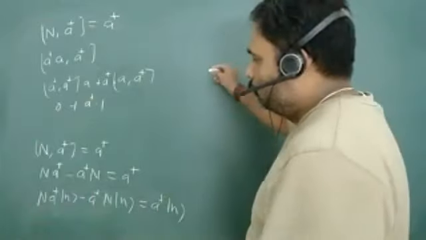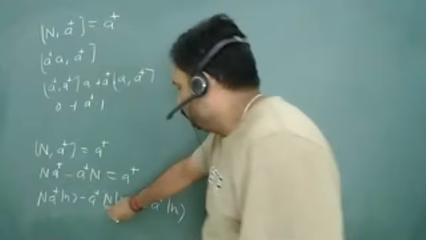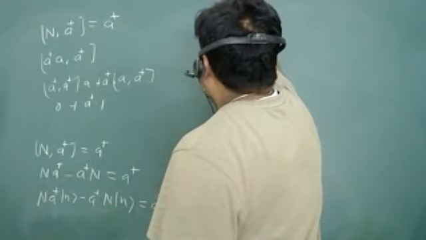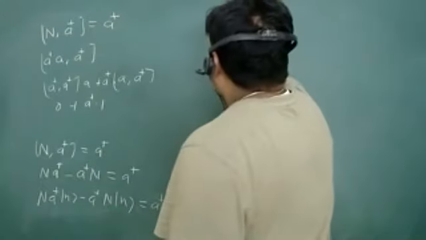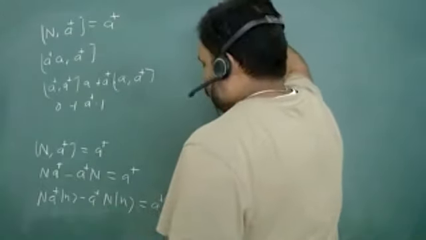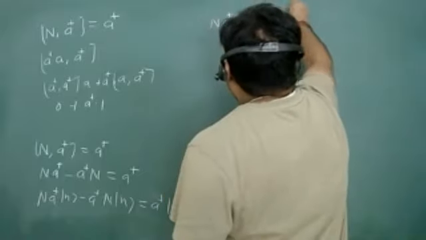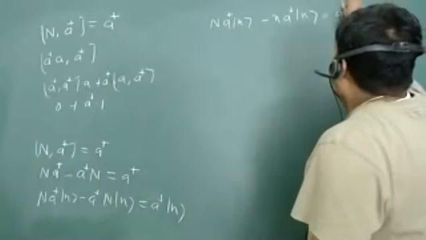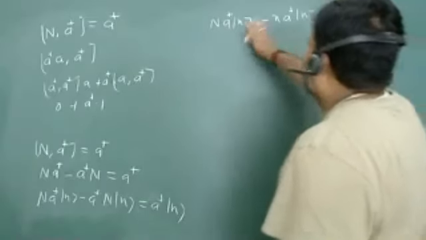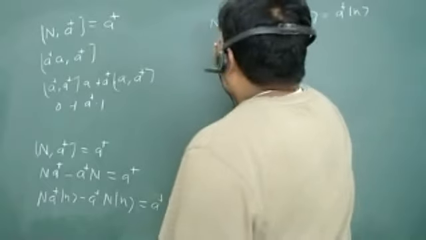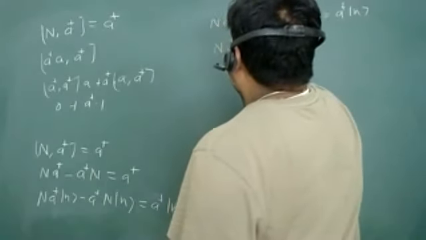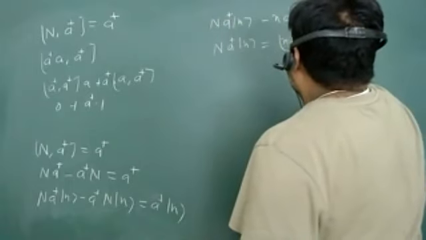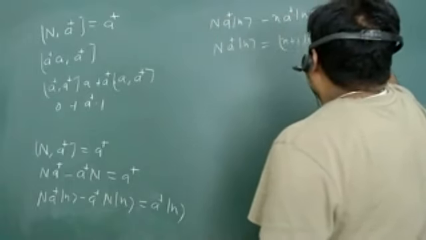Now what will happen? N will operate on n, and you will get a small n. So N A dagger n minus n A dagger n will be A dagger n. You can take this term to the other side. So you have N A dagger n is equal to (n plus 1) A dagger n.